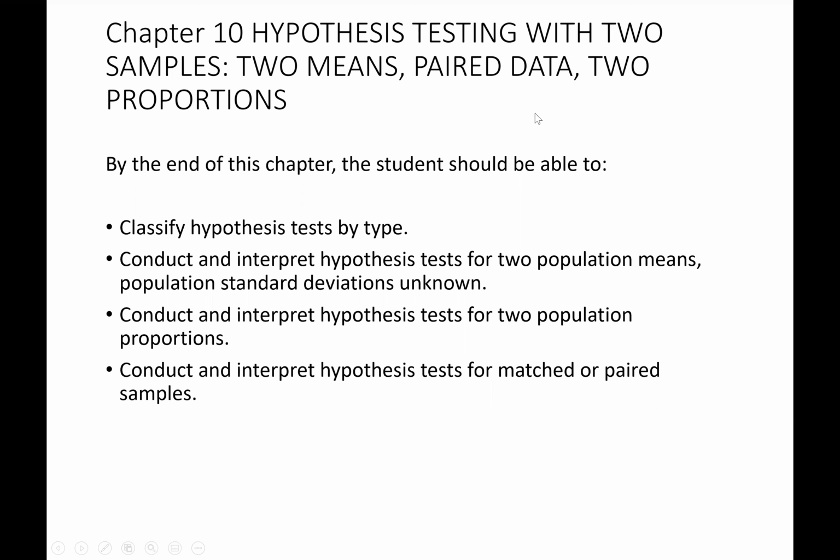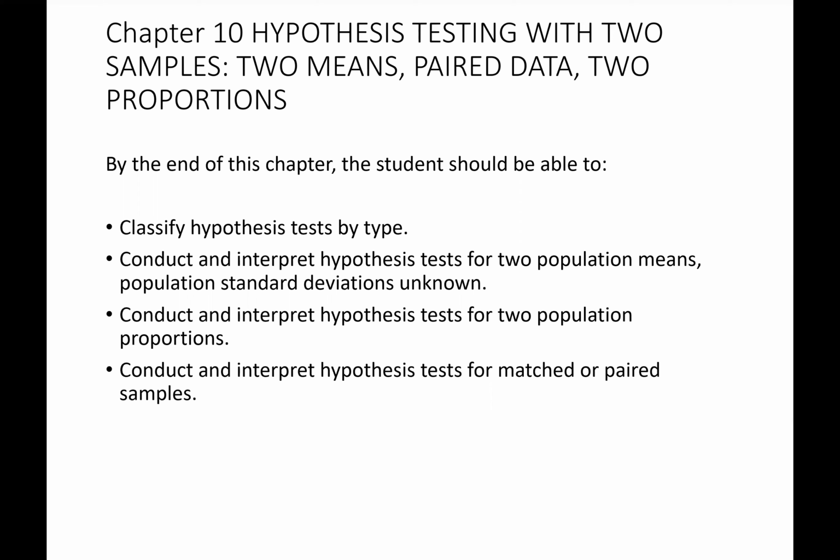Okay, in chapter 10, we are going to compare two groups. And we're going to do hypothesis testing either on two means or two proportions. And we're going to look at paired data, and we're going to look at data that's independent. So we need to be able to classify hypotheses by type. So looking at your problem, what type of hypothesis test do you want to conduct?